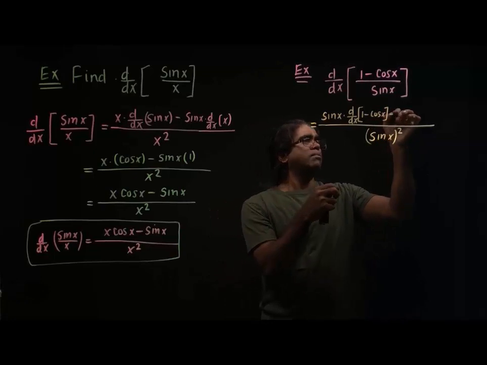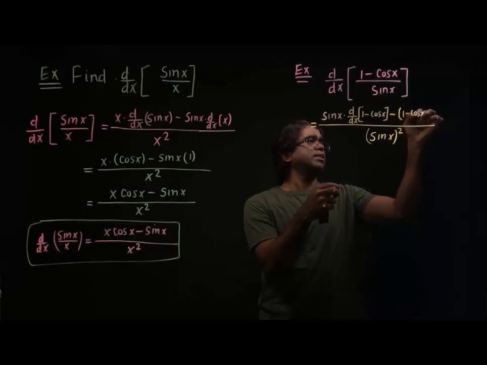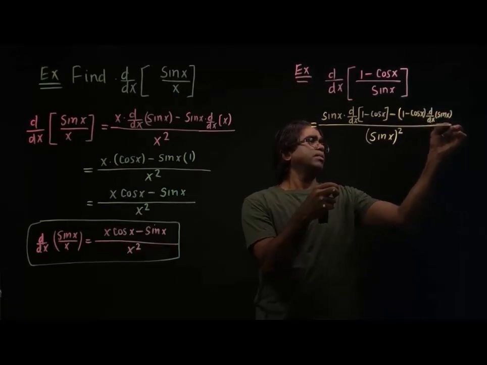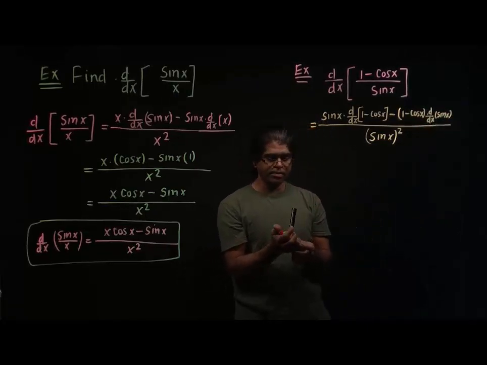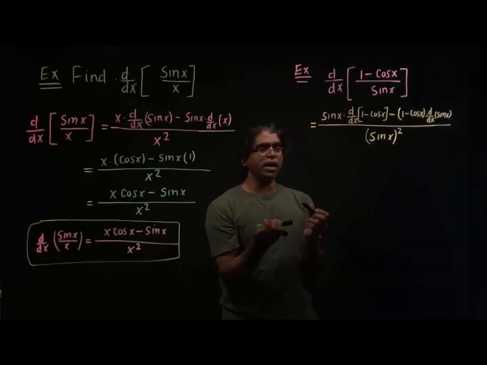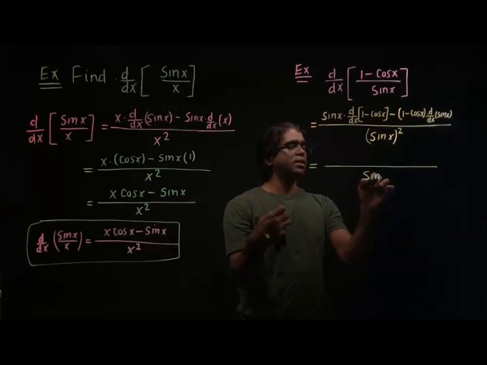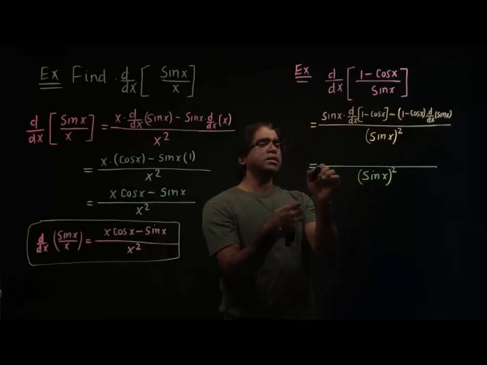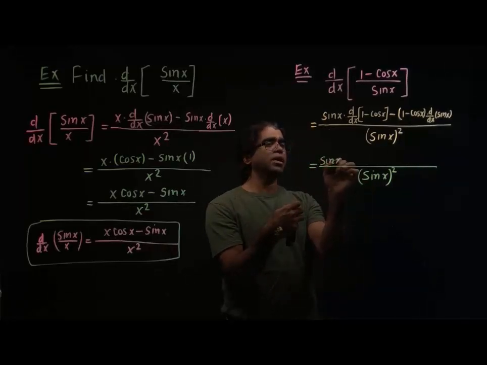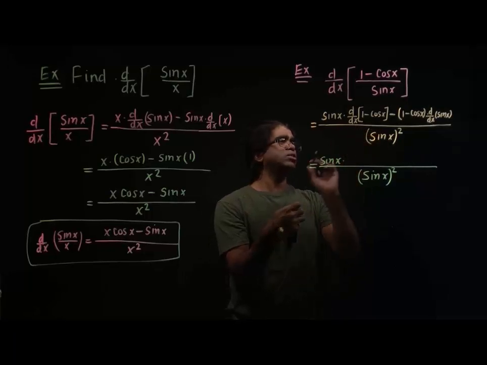minus my numerator, which is 1 minus cosine x, times the differentiation of the denominator, which is sine x. Now let's simplify further, and if we simplify, this is equal to, my denominator is sine x whole squared, and my numerator is sine x times d by dx of 1 minus cosine x.